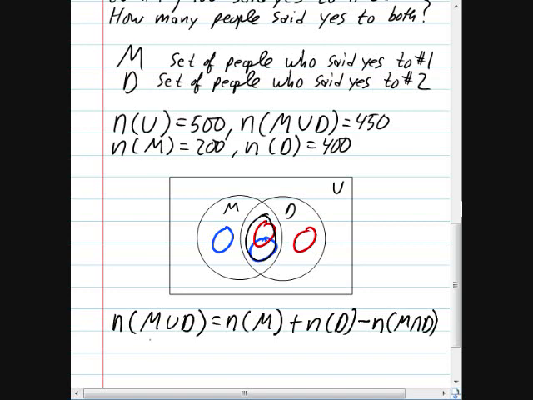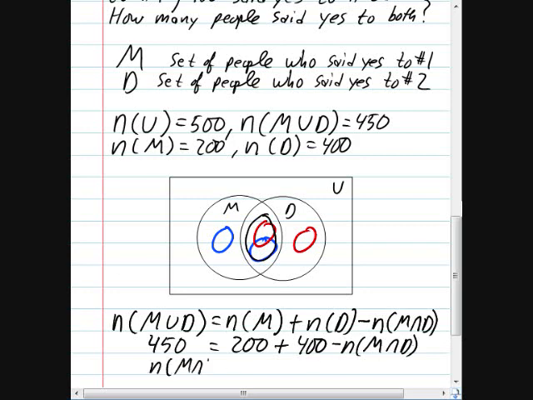Now let's write down the information we know. We know that the union is 450. We know that the total in the set M is 200. The total in the set D is 400. And if we subtract off the number in the intersection, these two sides should be equal. So if you solve for the number in M and D, you get 600 minus 450, which is 150. So now we know the number in M and D, the intersection, is 150.